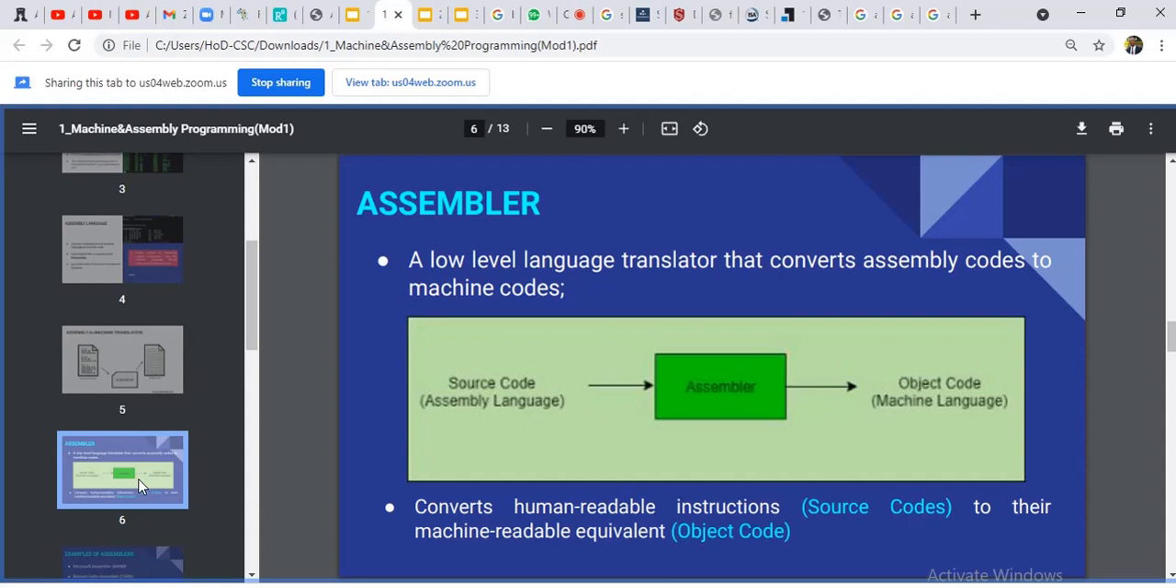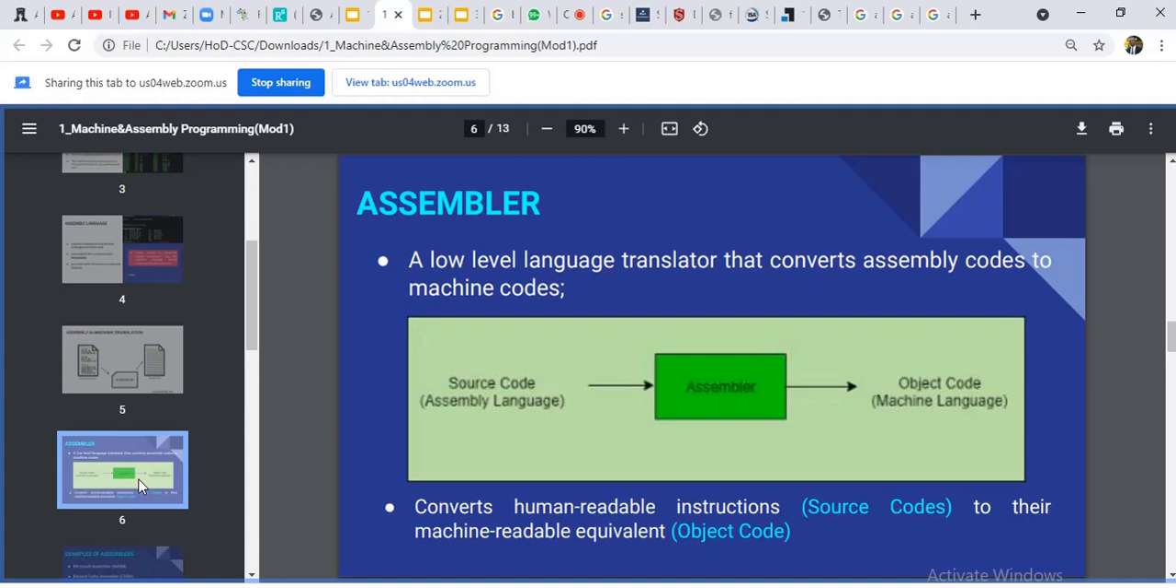So you might want to ask further, what is an assembler? An assembler is a low-level language translator that converts assembly codes to machine codes. Typically, it converts the human-readable instructions, which we call the source code, into their machine-readable equivalent, which is the object code. So what an assembly programmer writes is called a source code. What the machine eventually uses is called the object code. Please get the difference correctly.